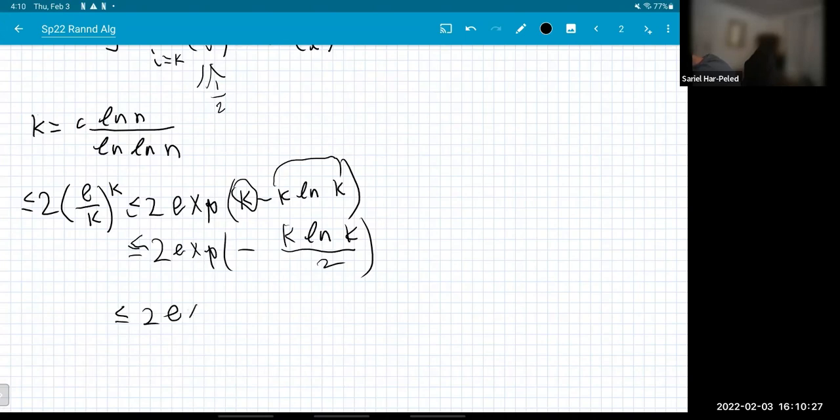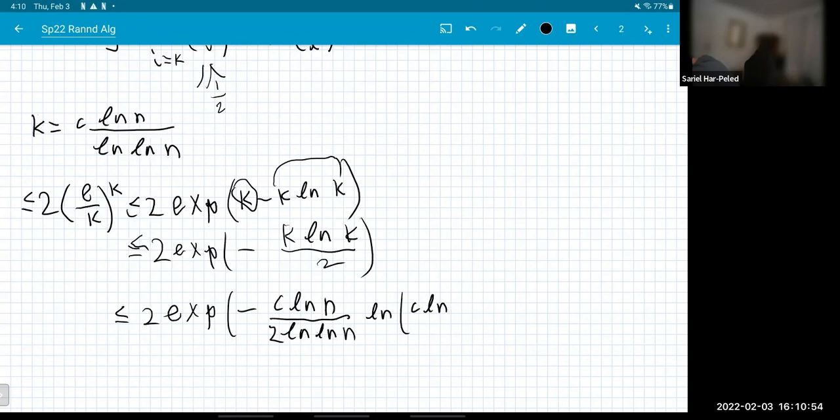And now you just put in the value, right? So it's not very enjoyable, but let's do it anyway. So C ln N divided by ln ln N. This is the value of K. We have 2 here. That's fine, right? And then we need to take the ln of this, ln of C ln N divided by ln ln N, right?